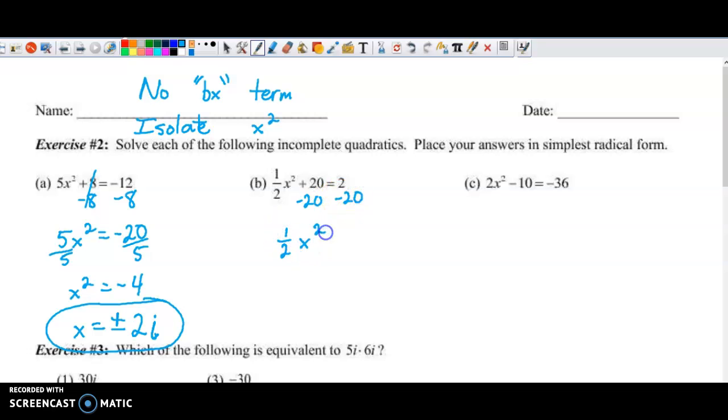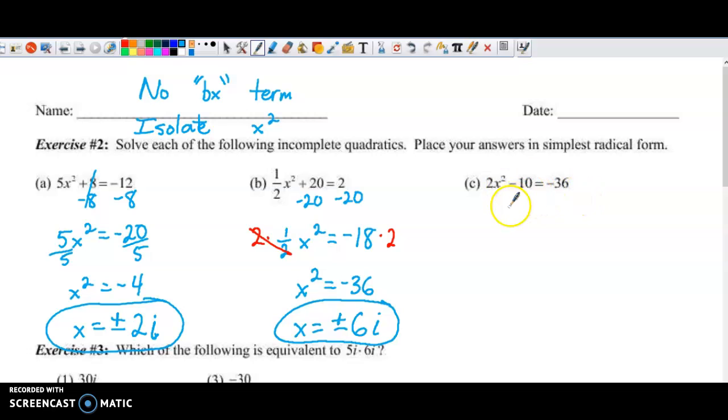Half of x squared is equal to 2 minus 20, which is negative 18. I can solve this by multiplying the 2 over to cancel that out. So I'm back to x squared equals negative 36. And when you square root both sides, you better write down plus or minus. The square root of 36 is 6, but because you square rooted a negative, you have to do an i in there as well.